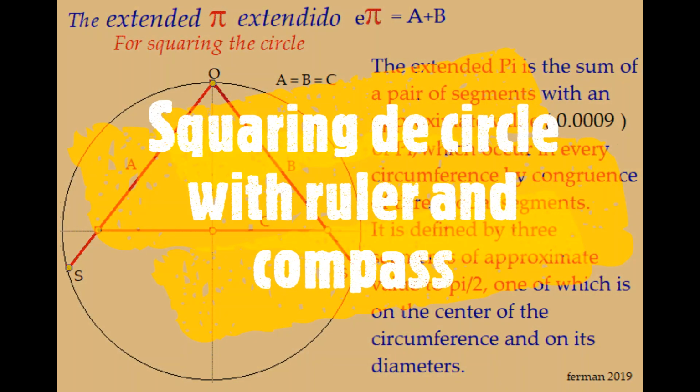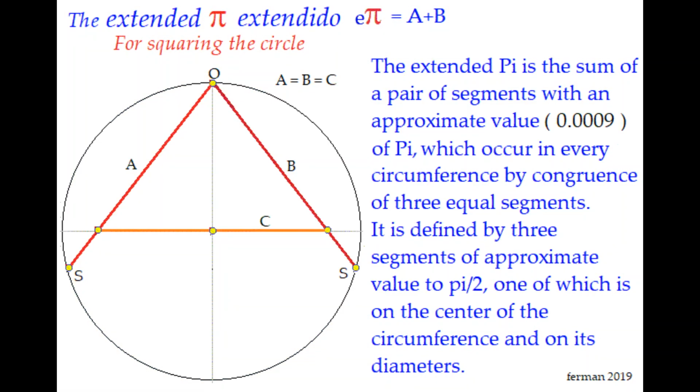Preamble. Before looking at how the circle can be squared in a simple and enjoyable way, let's expose the concept of extended pi, which we will use for this squaring of the circle.